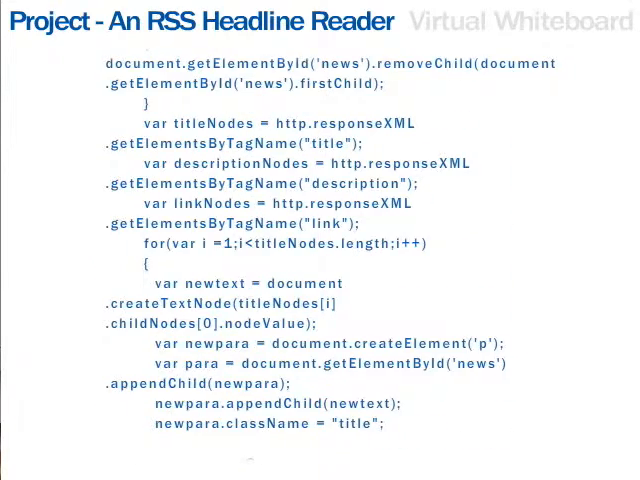To parse the XML content to extract the item titles, we build an array of title nodes from the XML data stored in response XML. We can then loop through these items, processing each in turn. For each title, we need to first extract the title text using the node value property. We can then create a paragraph element, append the paragraph as a child node of the div element, and apply the text content to the paragraph element. Finally, using the class name property, we can define how the paragraph is displayed.